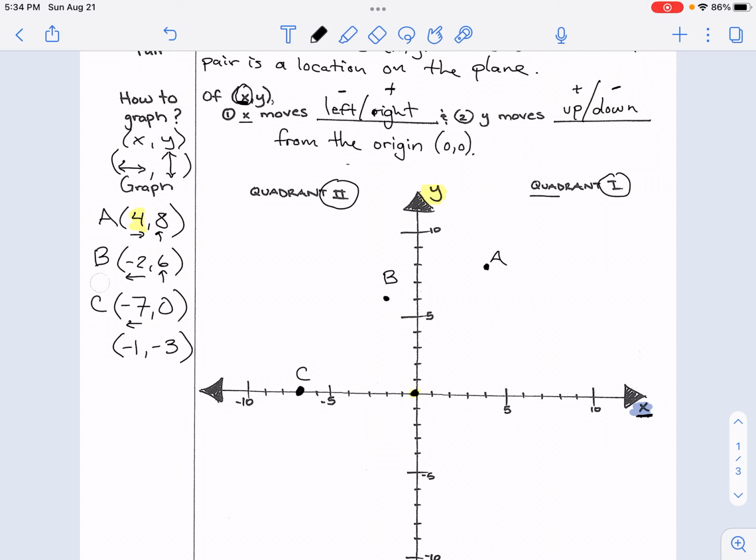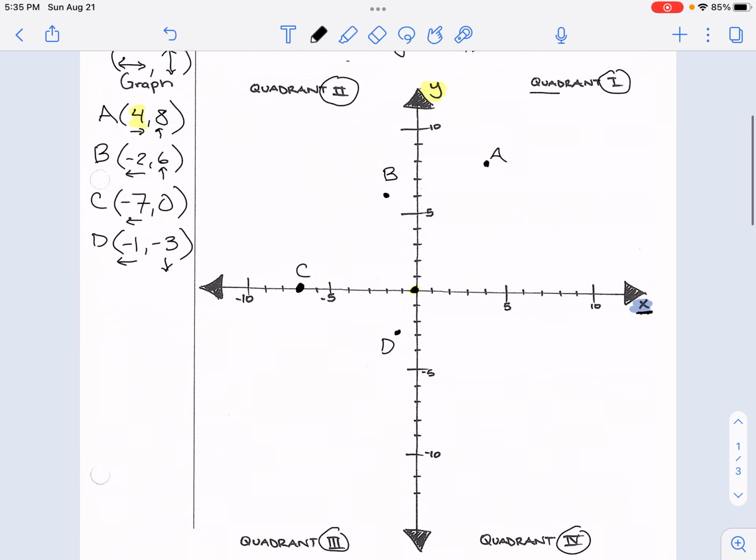All right, and let's go with our last one here, and then we'll give some more examples, and then we'll call it. Okay, -1, -3. So this is 1 to the left, and it's either up or down. So I'm gonna draw a vertical line. -3, is that up? Is that down? That is down. So -1, -3. This will be 1 left, and then 3 down. 1, 2, 3. So right over here. And this is D. Okay, and this is within the third quadrant.